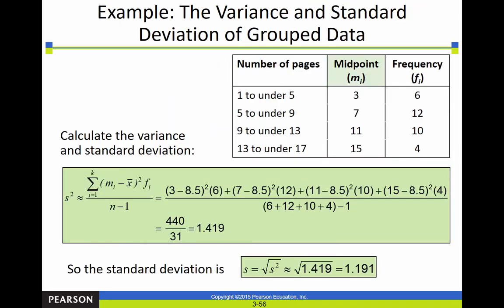So again, here's our data. So we just take each midpoint, subtract the average, which we found just a minute ago, and then multiply it by the frequency. And then we divide that by n minus 1, and that will give us a variance of 1.419, and then we just take the square root of the variance to find the standard deviation. That's it.